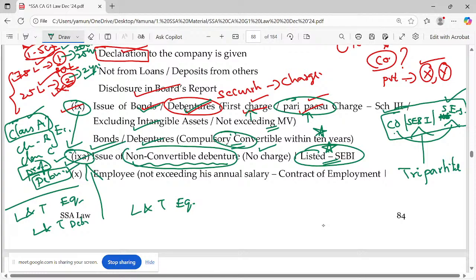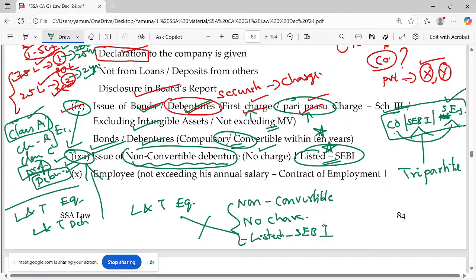9A. Non-convertible debentures, no charge created. What is the first condition? The debentures should be non-convertible. This is the list you should check, because in the exam this is how you will have to check. Second, what? No charge created. You check whether the debentures are listed, not whether the company is listed. If the debentures are listed, then don't consider this as deposit.